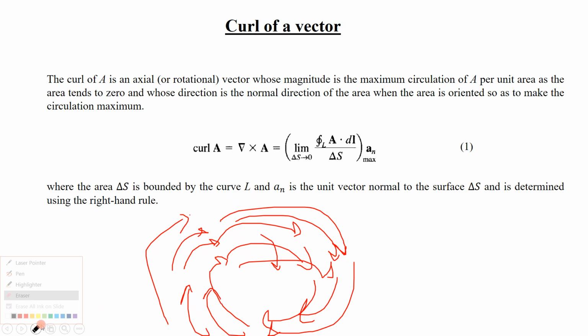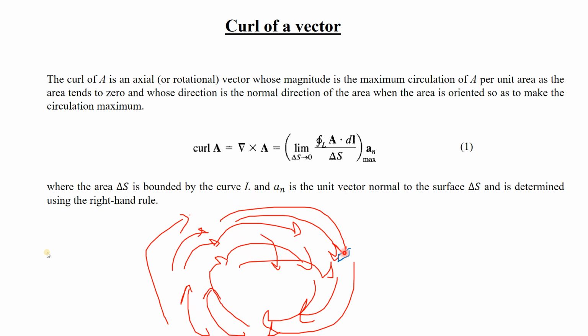So the area was previously like this. Now the area has become very, very small, tends to 0. Still we are getting the maximum circulation. So that is called the curl of the vector. Now, this is the magnitude of the curl of a vector, that is the maximum circulation per unit area when the area tends to 0. Now what will be the resultant?